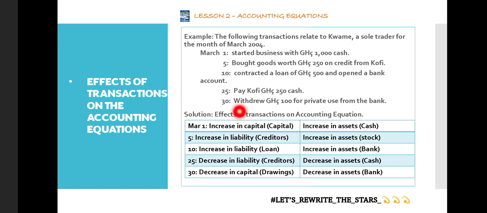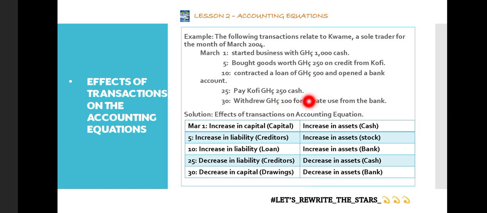Now, on the third, the last or final transaction in this example, we drew 100 cedis for private use from the bank. So you see here, they've indicated that the owner, which is Kwame, has removed 100 cedis and has used it for his personal use, his private use. So he didn't use it for anything in relation to the business, so it's identified as drawings.